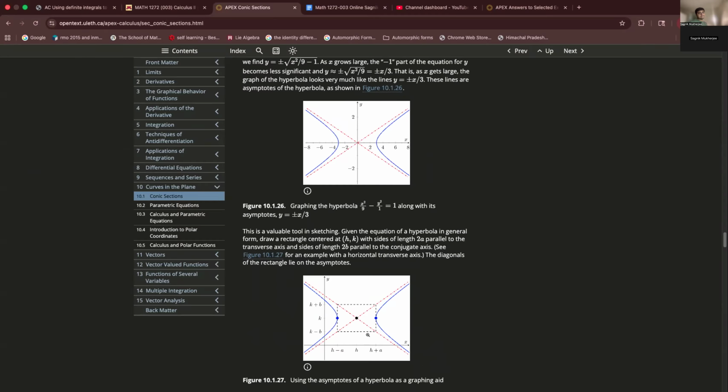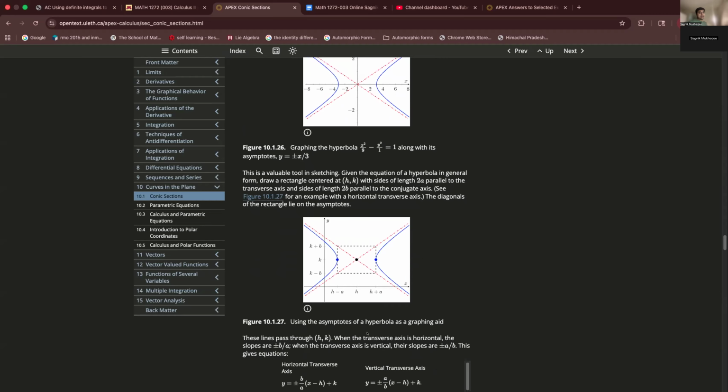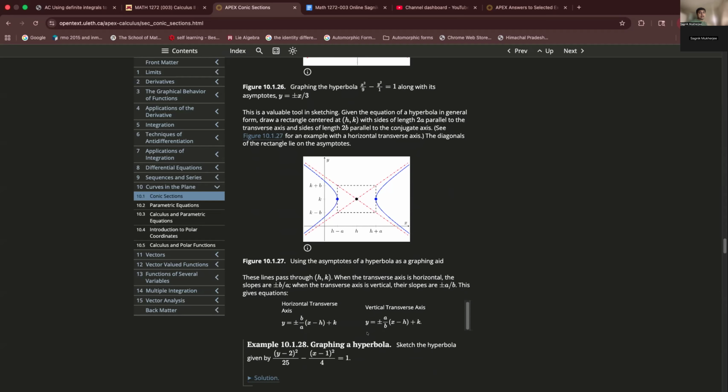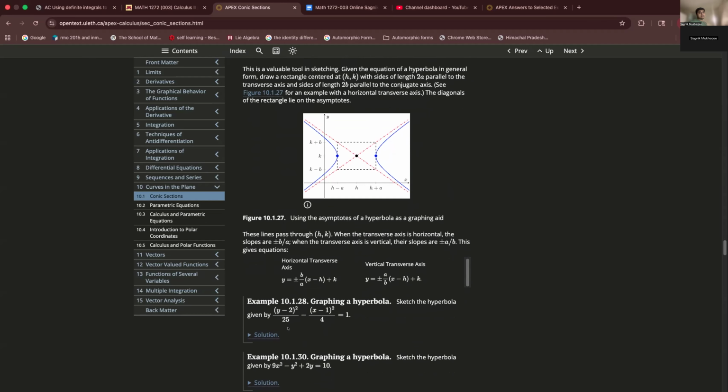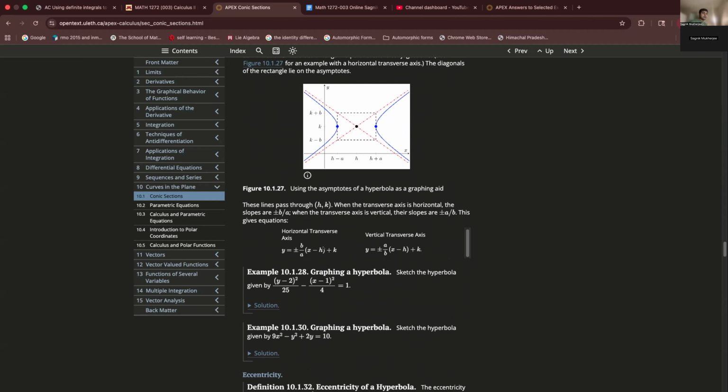So I'm thinking, should I spend too much time on this? No, it's fine. Okay. Just remember this equation for the vertical and horizontal transverse axis. If you know the equation of the hyperbola, then the horizontal transverse axis will have this equation, and the vertical transverse axis will have this equation. Don't worry too much about this, just make sure that you can actually write down a hyperbola.